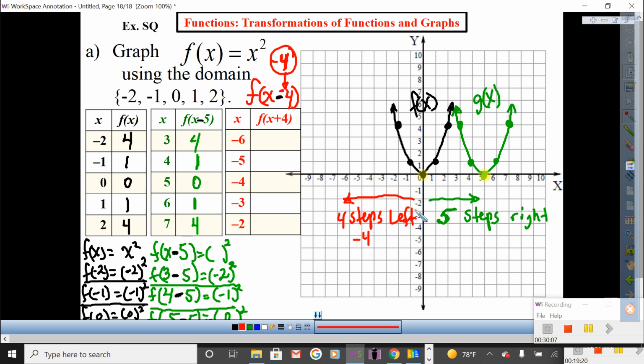So let's do that. This one. 1, 2, 3, 4. 1, 2, 3, 4. 1, 2, 3, 4. 1, 2, 3, 4. Sketch your parabola. There it is.